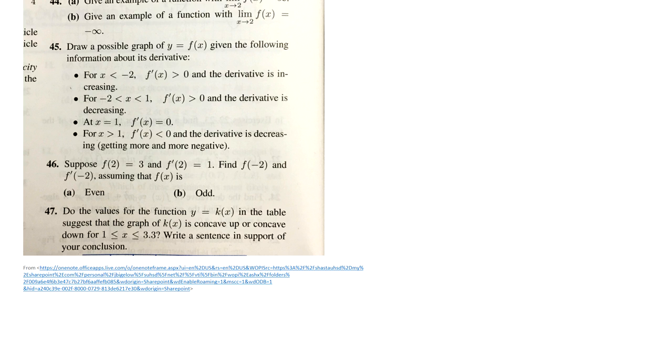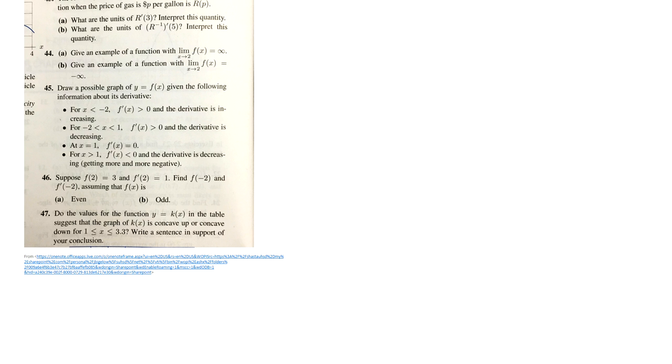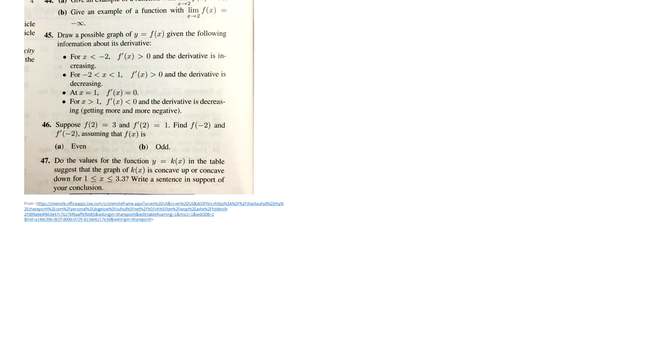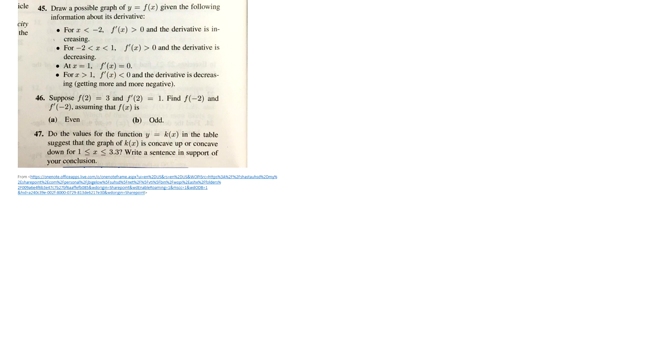Okay, number 45. Let's see here. Draw a possible graph for f of x given the following information about its derivative. So here's my graph. We want to draw f. I'm looking at numbers like -2, -1, that sort of thing.